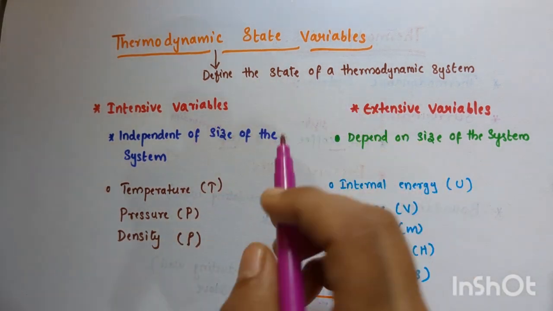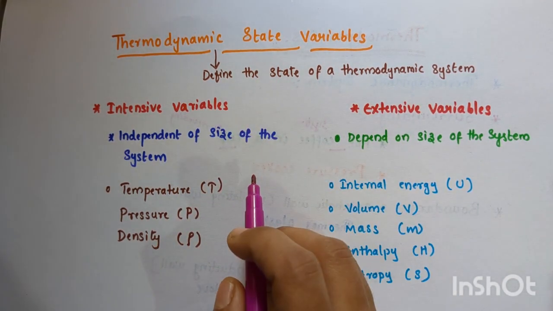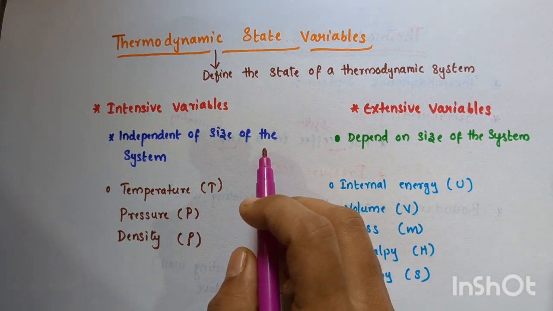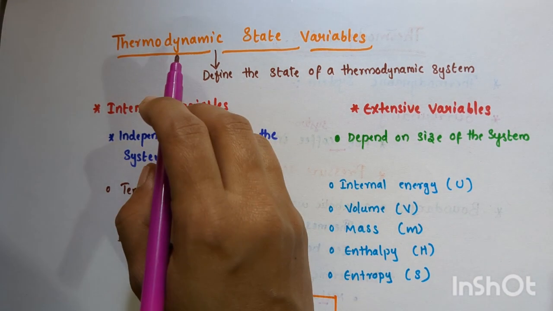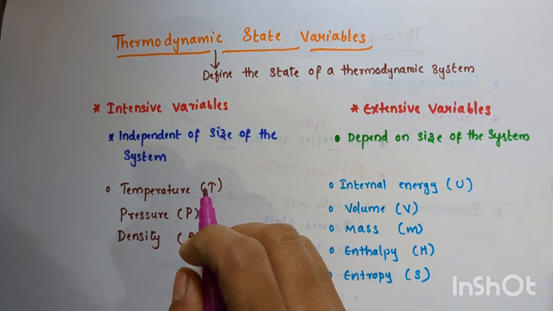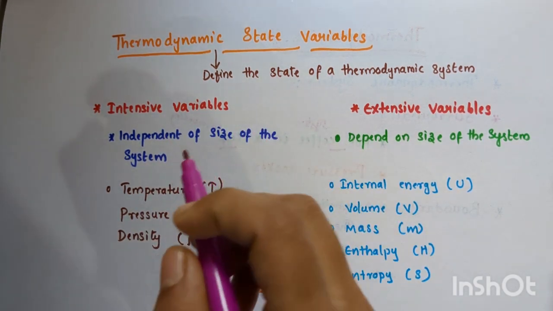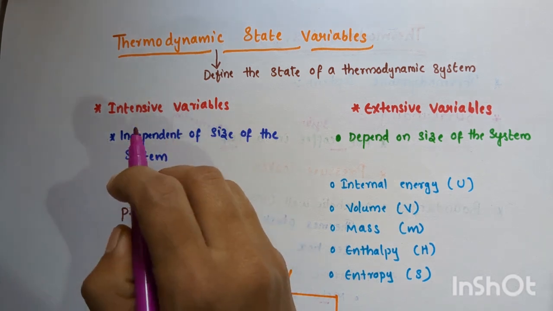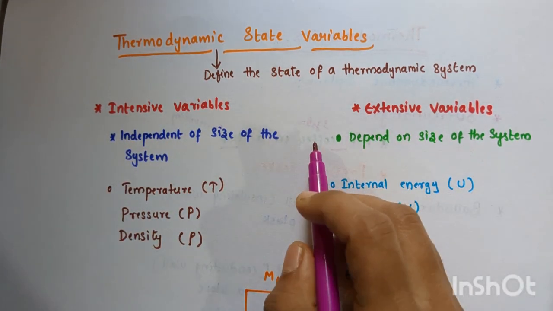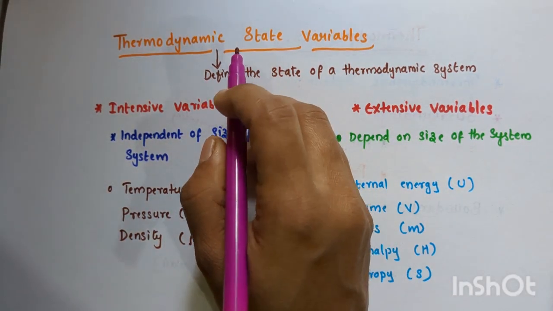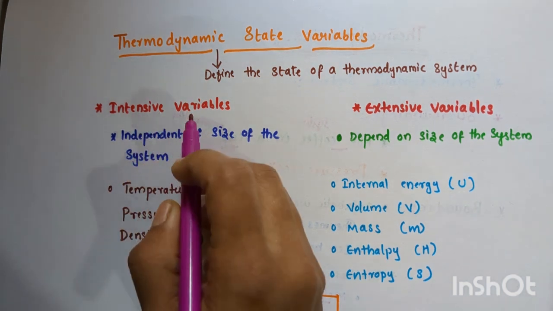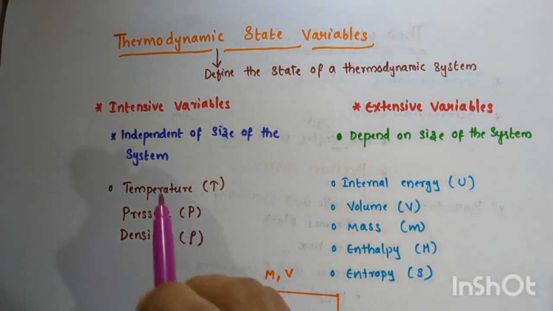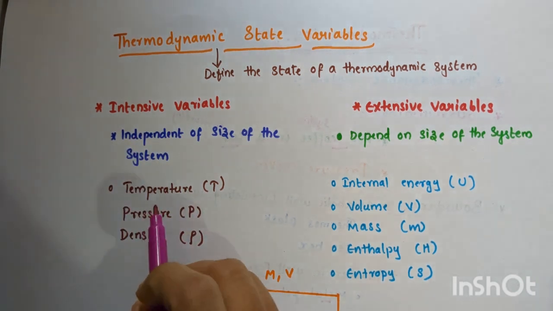So, thermodynamic state variables are the physical quantities that define the state of a thermodynamic system in equilibrium. Now, when we consider thermodynamic state variables, these are broadly categorized into two types. One is intensive variables, another one is extensive variables. Okay, now what are intensive variables?